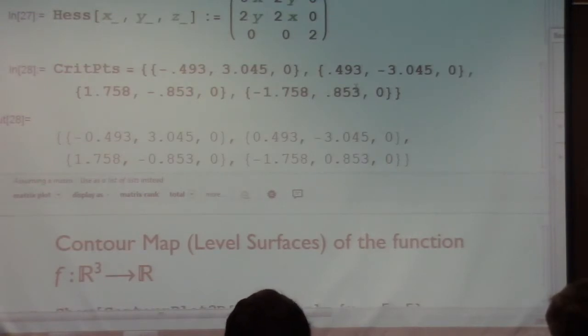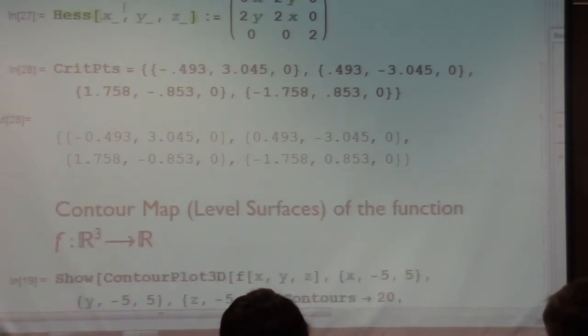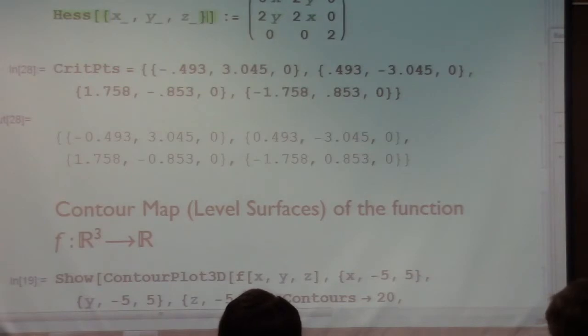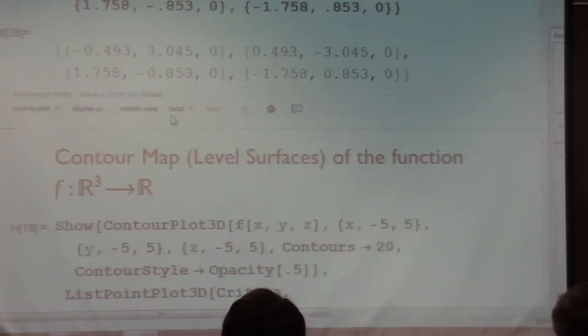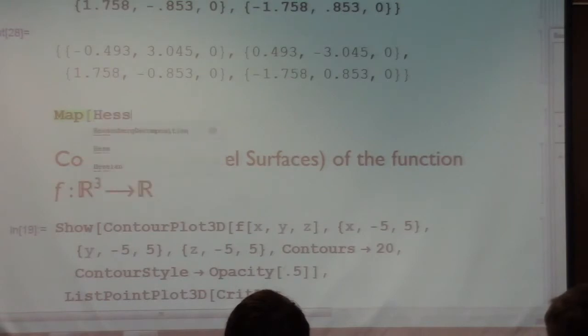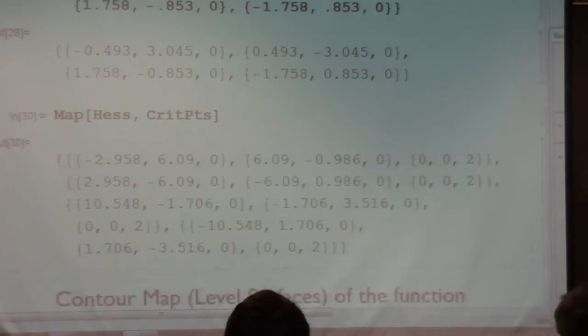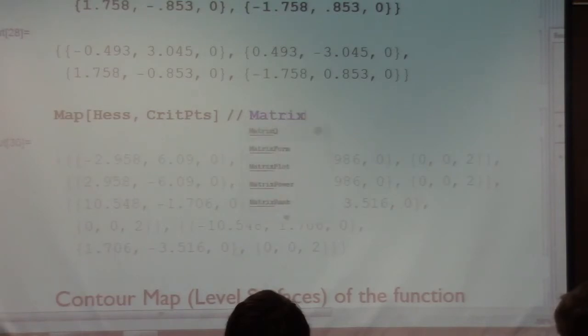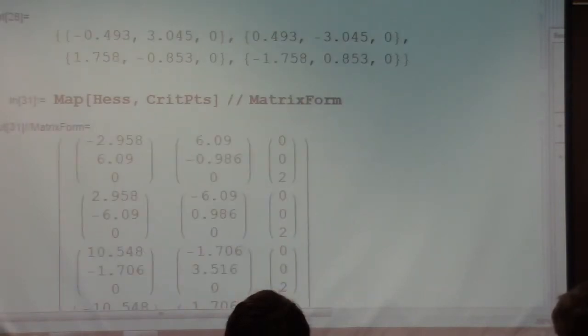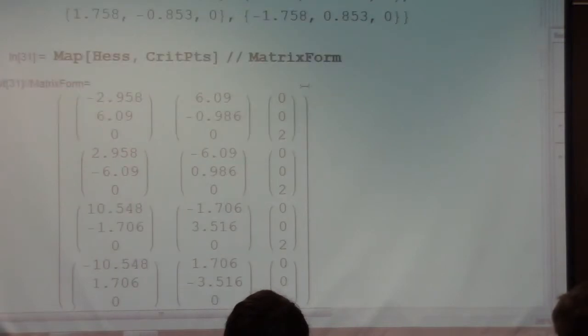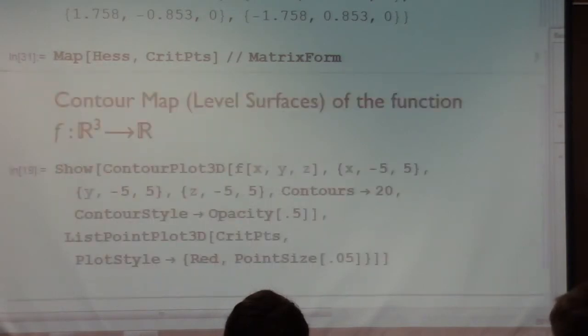I could try with map, but I'd have to deal with the fact that those critical points are three-dimensional. Well, maybe if I use curly braces here, maybe this would work. Let's try using that map function I showed you before. Apply the Hess function across these critical points. Let's see if this works. I think it did. See those as matrices. Oh, that doesn't look good. I'm not sure why it's splitting these things apart like this. But let's not worry about using that.